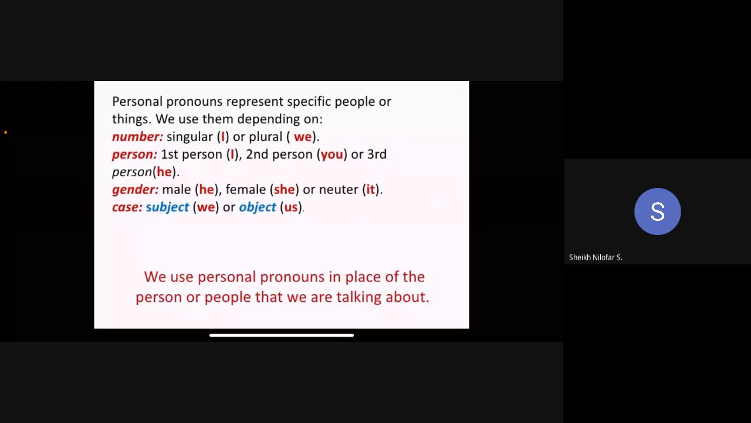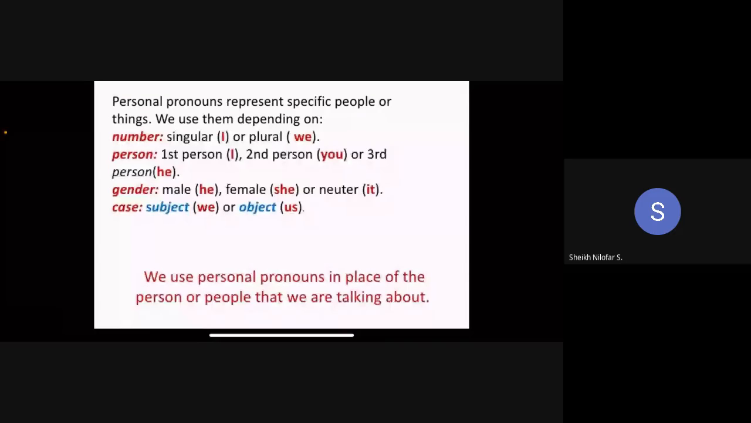Singular: one. Plural: we. Person: first person I, second person you, third person he. Gender: male he, female she, or neuter it. Case: subject we, or object us. We use personal pronouns in place of the people that we are talking about. If you have any doubt, then ask me on this page. No doubt.